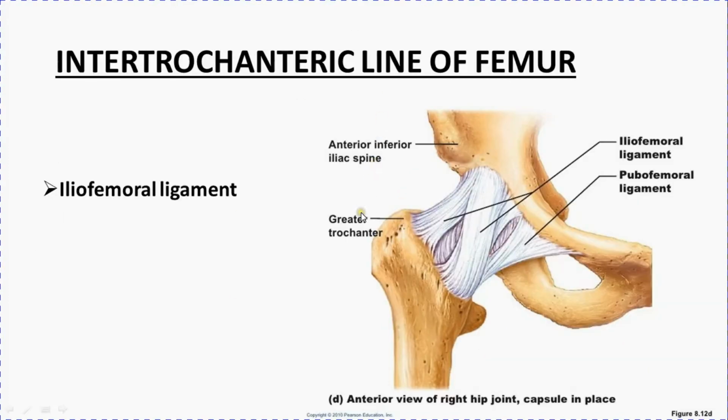The intertrochanteric line, which was separating the neck from the shaft, this is intertrochanteric line. You can see it is giving attachment to the iliofemoral ligament of the hip joint. The intertrochanteric line gives attachment to the iliofemoral ligament of the hip joint.